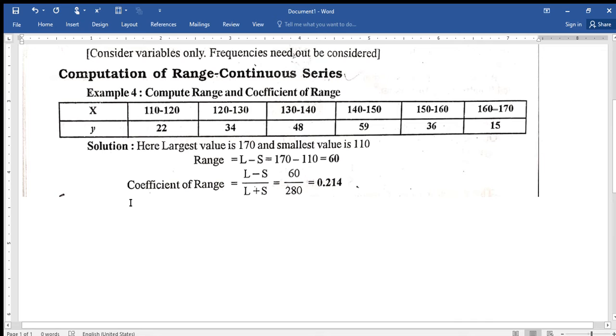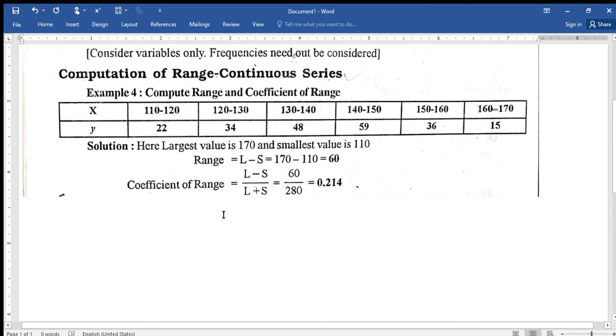In this case also, consider variables only. Frequencies need not be considered. These are the frequencies, these are the class limits, also known as variables. Consider only variables and frequencies need not be considered. Here, the largest value is 170, the smallest value is 110. Our formula: range is equal to largest value minus smallest value. So the largest value in this case is 170, the smallest value is 110. If we subtract 170 minus 110, we get 60.